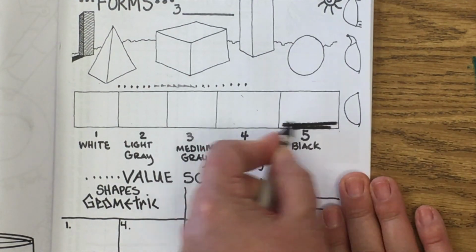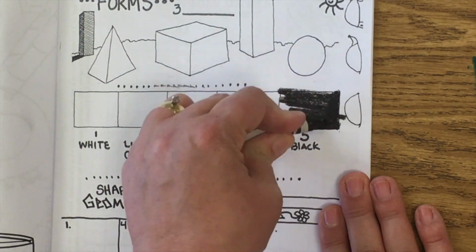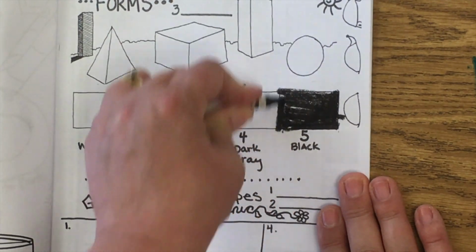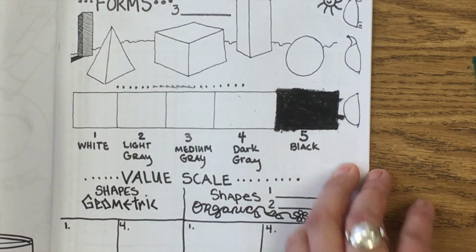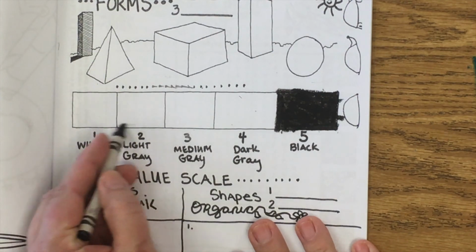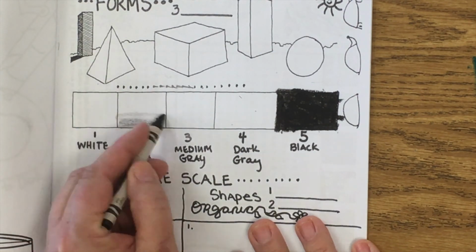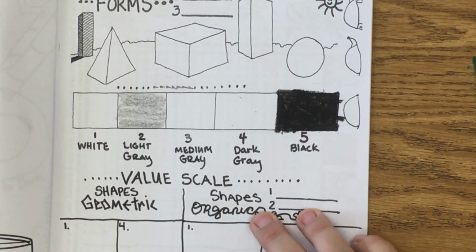So a number 5 value is considered black. So as an artist, when we talk about a number 5 value, we're referring to a very dark black value. Remember, you're going to be doing this with me. Then we're going to move over to number 2 and do a light gray, barely touching the paper with our black crayon.